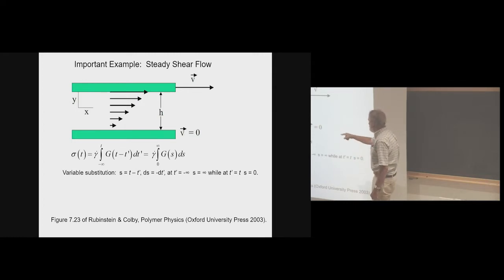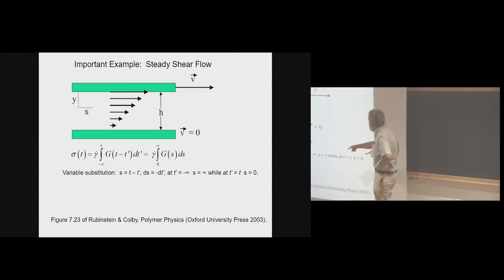We can, again, integrate g of t minus t prime dt prime. Well, how do we do that? We have to do a variable substitution so that s is t minus t prime. It means ds is minus dt prime. And change the two limits. At t prime equal to minus infinity, s is equal to infinity. And at t prime equals t, s is equal to 0, right? So that's at the end.